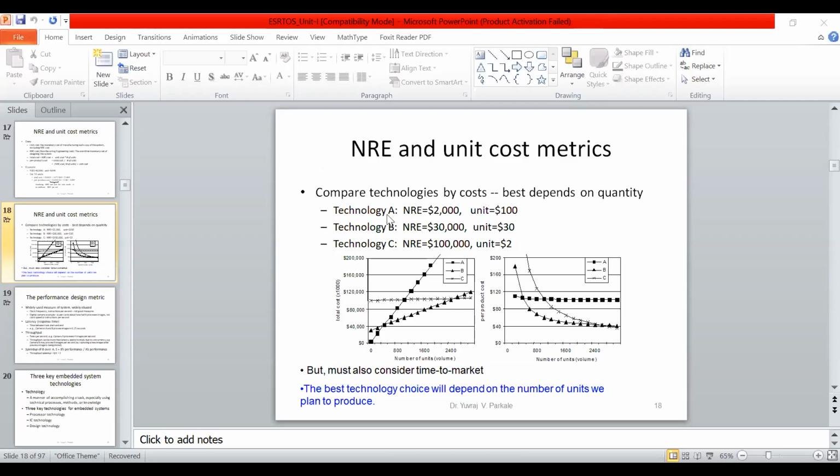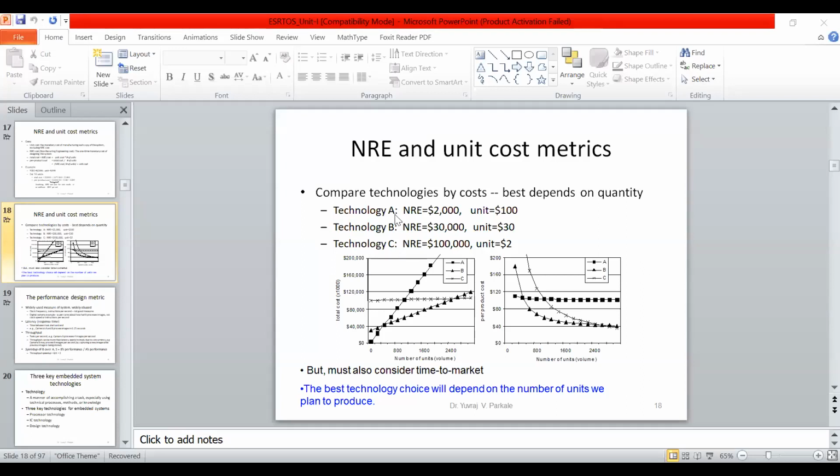So there are three technologies. Let technology A, the NRE cost is, let's say, $2,000. Just pay attention for some time. This is important because there will be questions on this, mathematical questions on this. So in this example, we have three technologies: technology A, B, and C.